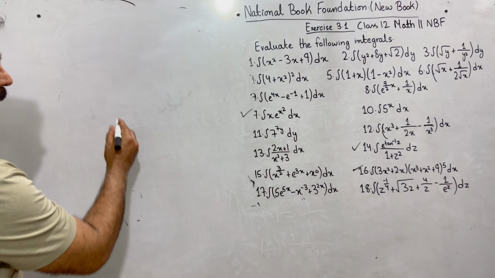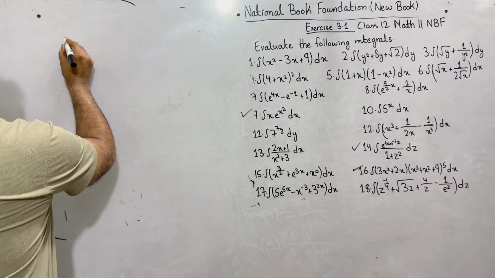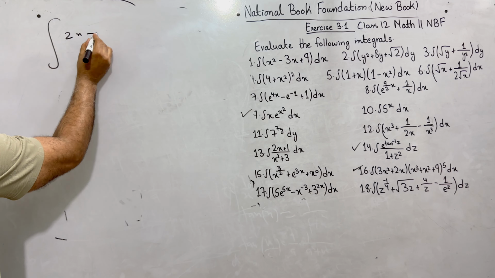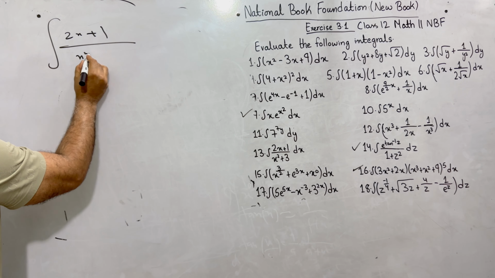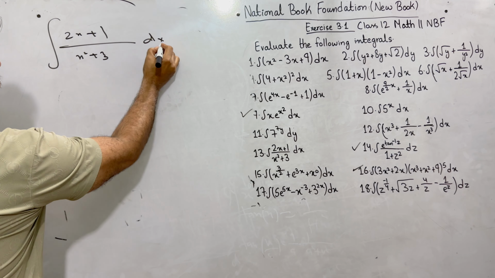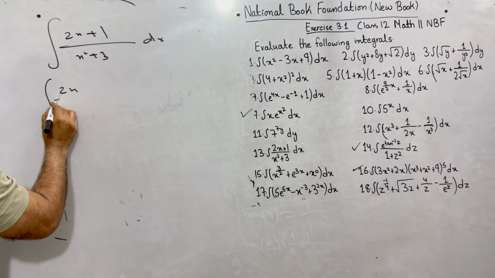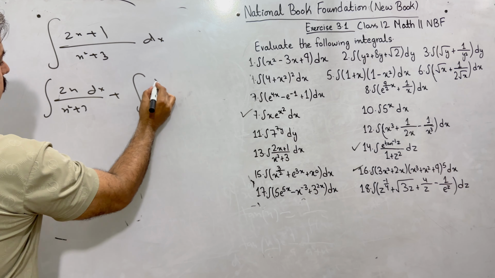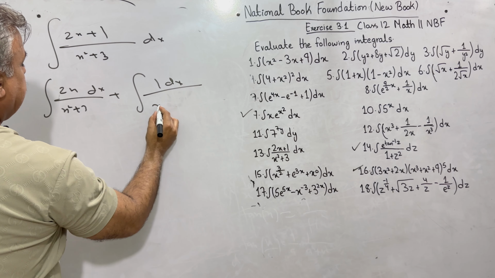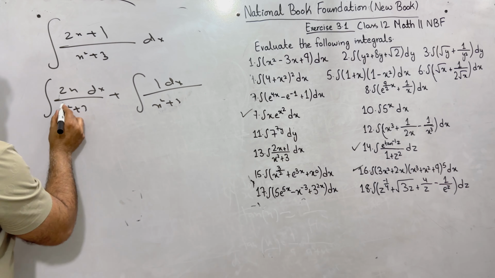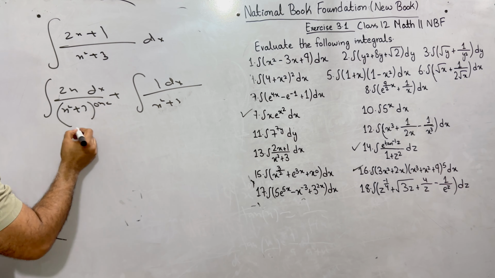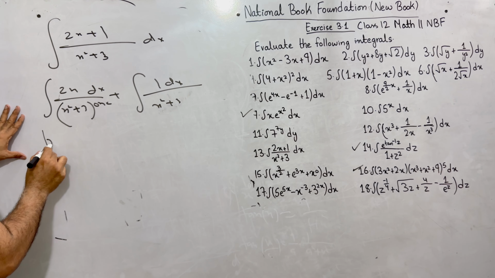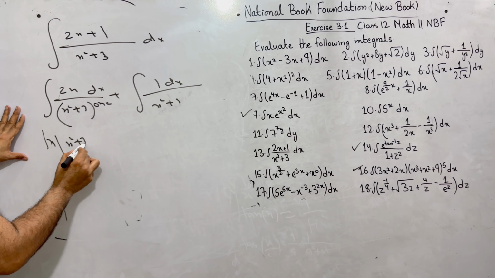What I have, this is the case again. To solve for this, 2x plus 1 over x square plus 3 dx. What we have done: 2x over x square plus 3 dx, and 1 dx divided by x square plus 3. Here it's our function and derivative. It's a case of ln of x square plus 3 once and for all.